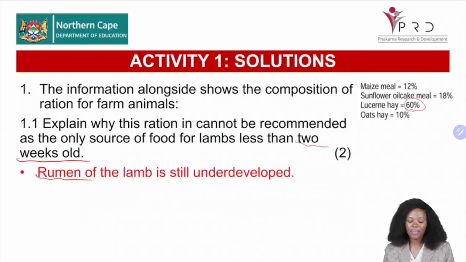As you can see, there is lucerne hay that contributes about 60%. That is very high. And lucerne hay is a roughage that is rich in crude fiber that can only be digested by microorganisms, or by animals that secrete microorganisms. So these lambs do not have a fully developed rumen. So the rumen is underdeveloped.